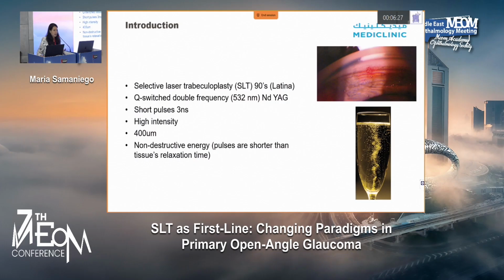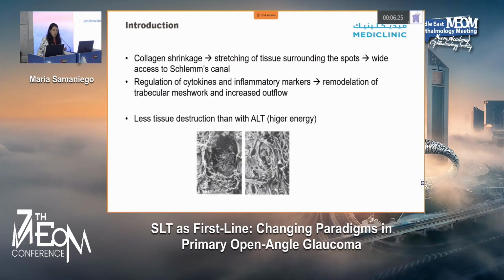And that's the key to see the difference, for example, here between a spot done with ALT and a spot done with SLT. So these shots lead to a collagen shrinkage, which leads to stretching of the tissue around the spots, and it leads to a wide access to the Schlemm's canal. This also at the same time regulates the cytokines and inflammatory markers, and it produces a remodelation of the trabecular meshwork that increases the outflow. And it uses less energy than the ALT.